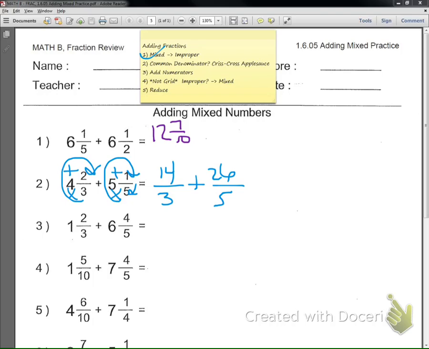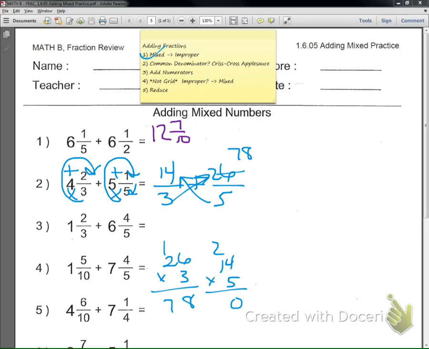Our next step is we need to find common denominators, so you have to crisscross. Here we're getting big again. 26 times 3, 18, carry my 1. 3 times 2 is 6, plus 1 is 7, so 78. 5 times 14. 5 times 4 is 20, carry the 2. 5 times 1 is 5, plus 2 is 7, so 70. And 3 times 5 is 15.